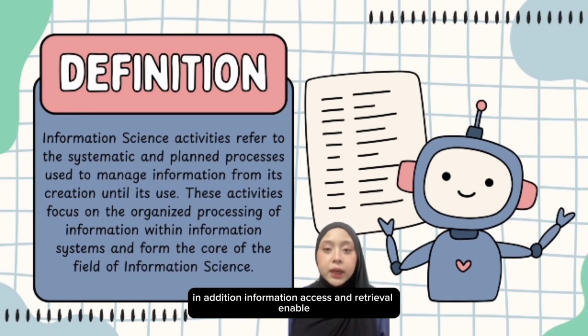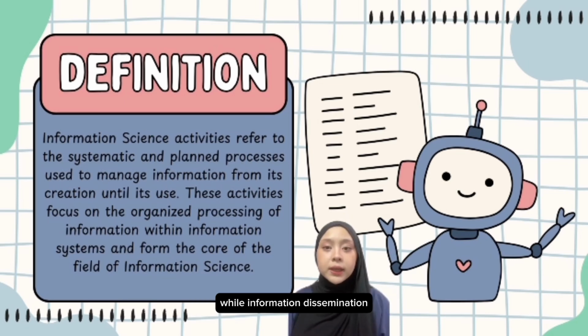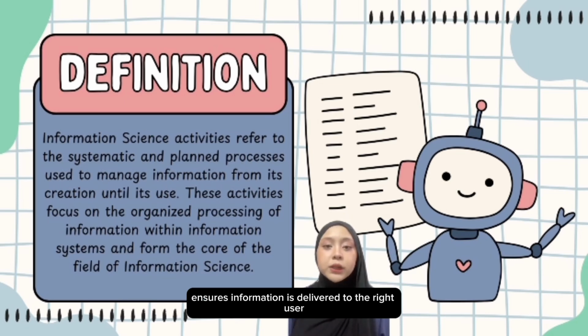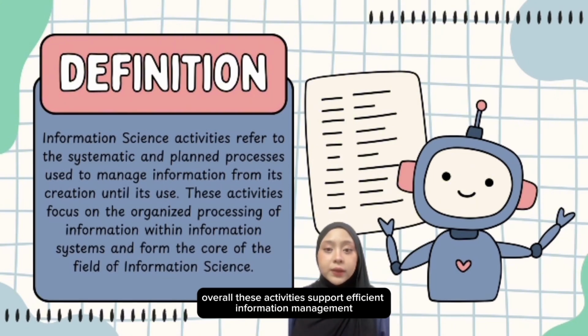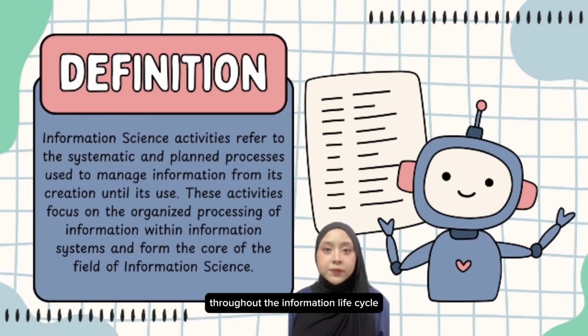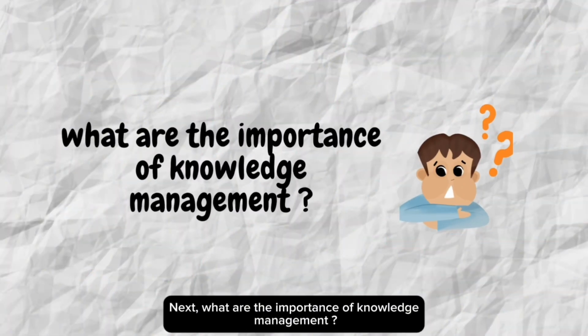In addition, information access and retrieval enable users to obtain information based on their needs, while information dissemination ensures information is delivered to the right user through appropriate channels. Overall, these activities support efficient information management throughout the information lifecycle. Next, what is the importance of knowledge management?